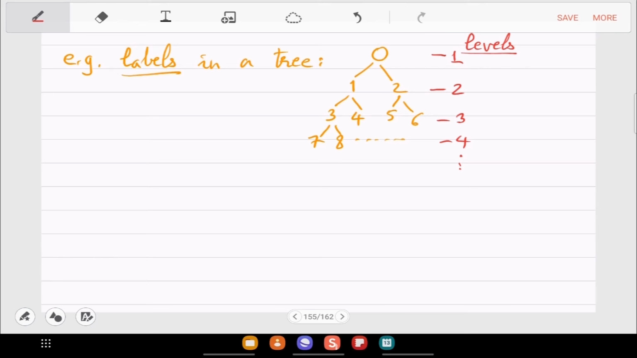Okay, so the root will be stored at 0, left child at 1, right child at 2, and then pushing forward. Okay, so children of 1 will be after 2, and then children of 2 will be after, once children 3 and 4 are over, then you will put 5, 6, and then you will put children of 3. So this is the way we think of the array implementation.